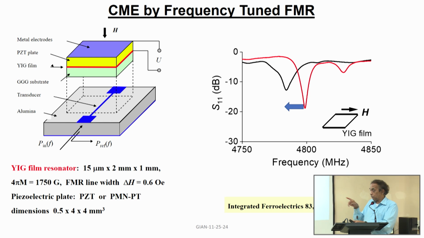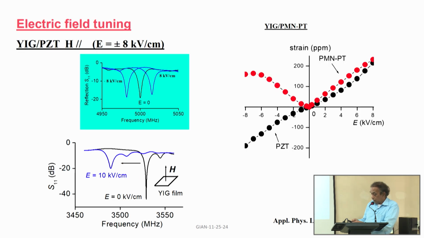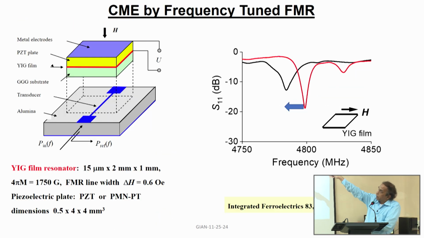So the current is flowing this way. The field, from the right hand rule, will be a circular path around the current. So there will be a component of the microwave field perpendicular to that. Then the bias magnetic field is applied perpendicular to the bilayer of YIG and PZT.